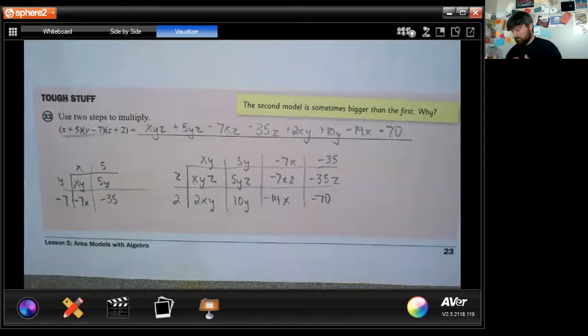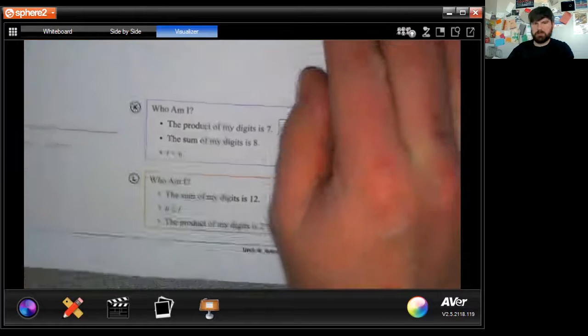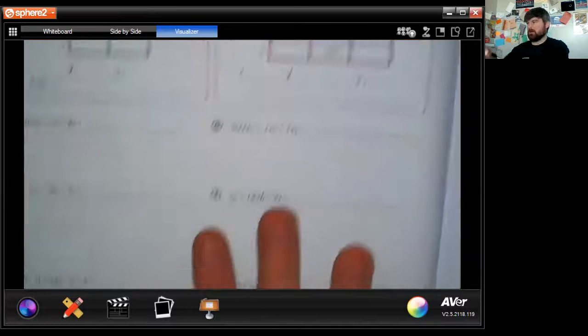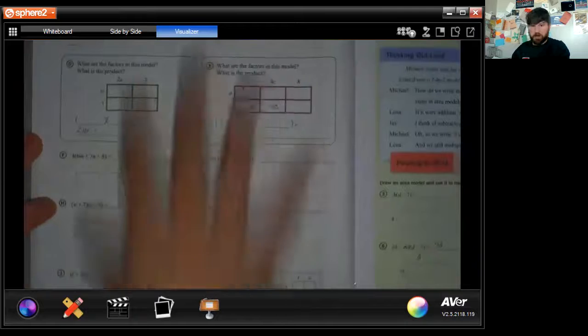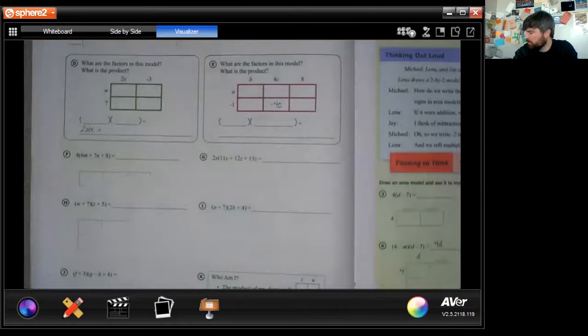Okay. And if I were to take that times another one, it would just keep getting bigger and bigger and bigger. Okay. So that concludes lesson 5, the area models with algebra. You should be working through page 24, the additional practice here on lesson 5. Okay, there's a few problems here. I'll be posting the quiz that you can take on lesson 5, and then we'll move on to lesson 6.